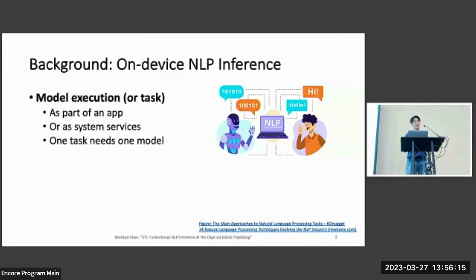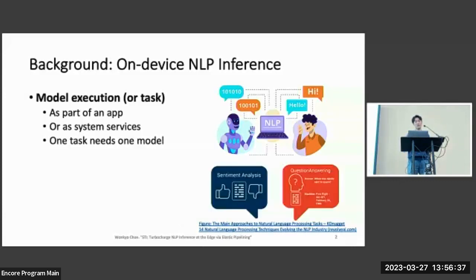So NLP, as you may already know, is a process to understand text and spoken words. There are multiple ways to process this, but especially our scope is on-device NLP inference. On-device NLP inference is a part of a process, or it can be a system service. Usually one task requires one language model.